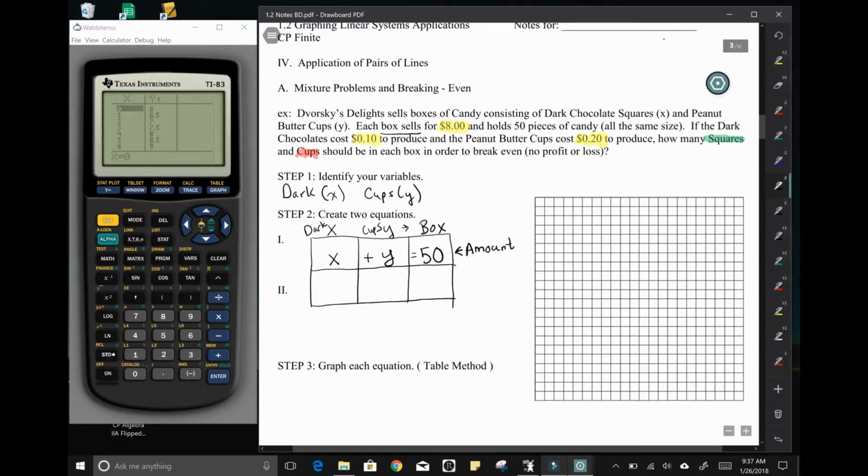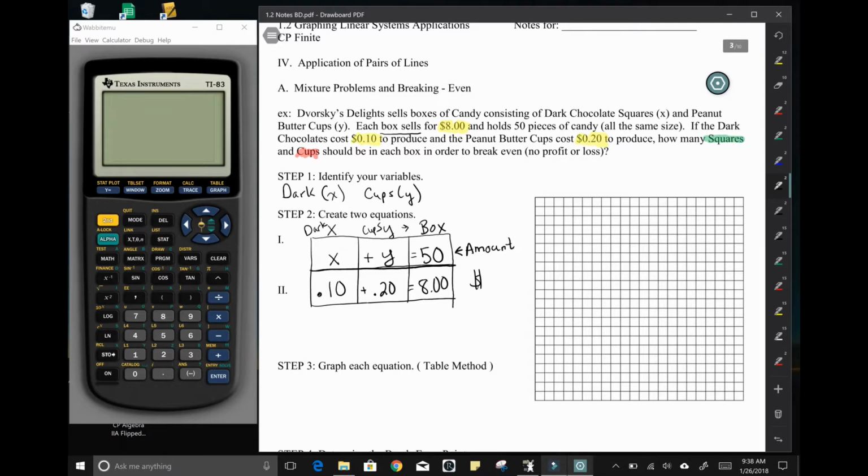So dark chocolates cost 10 cents, so that'll be 0.10. And cups cost 0.20. They must be more expensive because of the peanut butter. And then you set it equal to $8. You want all of your units to match up. A lot of students always forget about this amount equation. Sometimes it's as easy as x plus y equals 50. Okay? Those are your two equations.